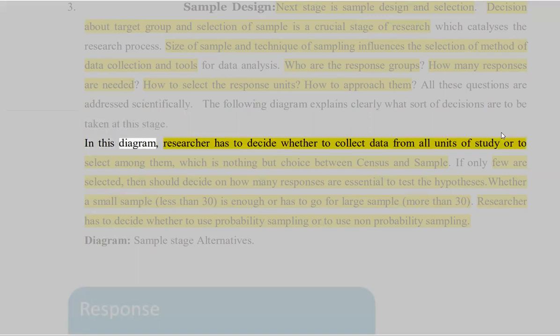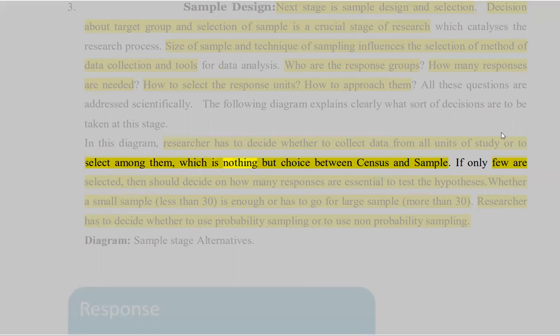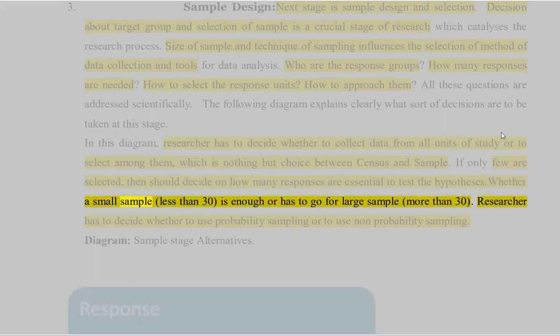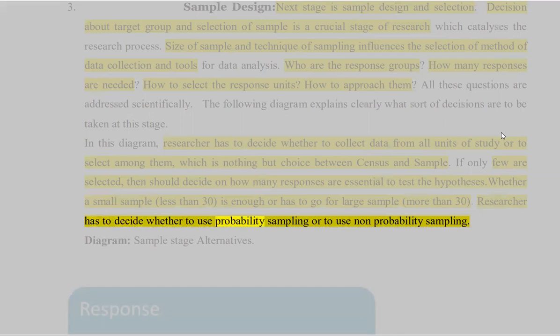In this diagram, the researcher has to decide whether to collect data from all units of study or to select among them, which is nothing but a choice between census and sample. If only a few are selected, then the researcher should decide on how many responses are essential to test the hypotheses: whether a small sample, less than 30, is enough or whether to go for a large sample, more than 30. The researcher has to decide whether to use probability sampling or non-probability sampling.